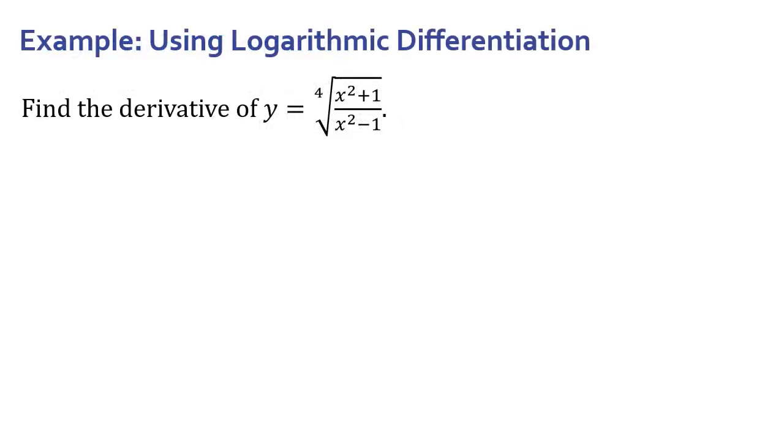Find the derivative of y equals the fourth root of (x squared plus 1) over (x squared minus 1). In this case, if you wanted to, you could go through and do the chain rule by taking that fourth root as the outside function and the inside function being (x squared plus 1) over (x squared minus 1). I do implore you, if you want to, pause the video and work out the derivative that way. Then come back and I'm going to show you how to find the derivative using logarithmic differentiation, and how we'll get the same answer.